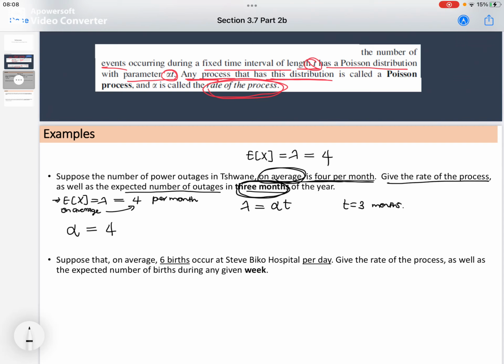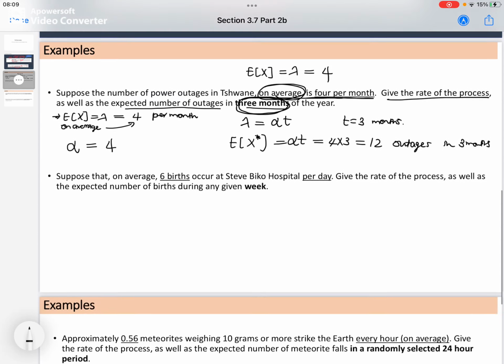So what is then the expected number of outages in 3 months? In this case, I'll call it x star, that is equal to alpha t, that is equal to 4 times 3, which is 12 outages in 3 months.